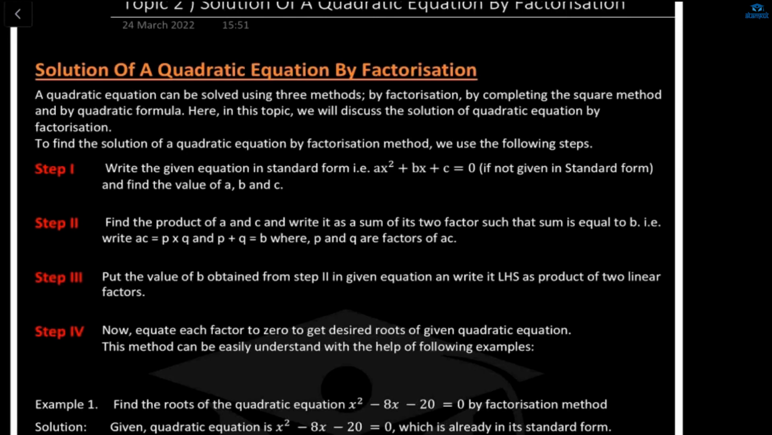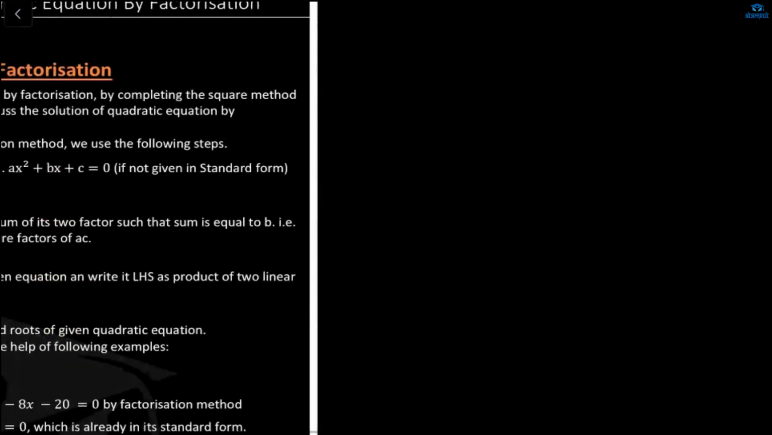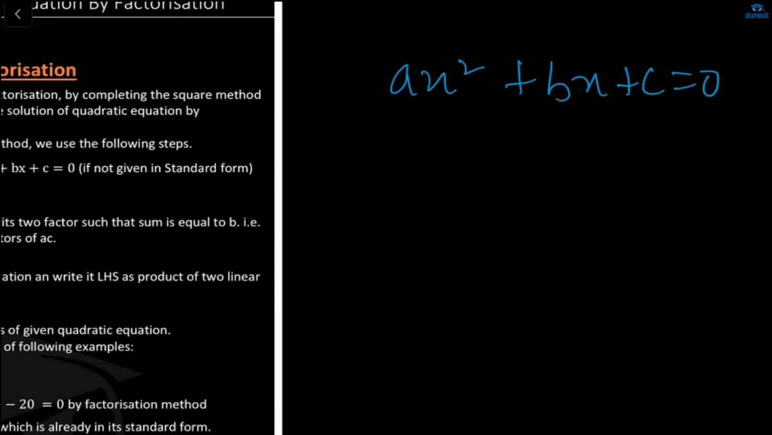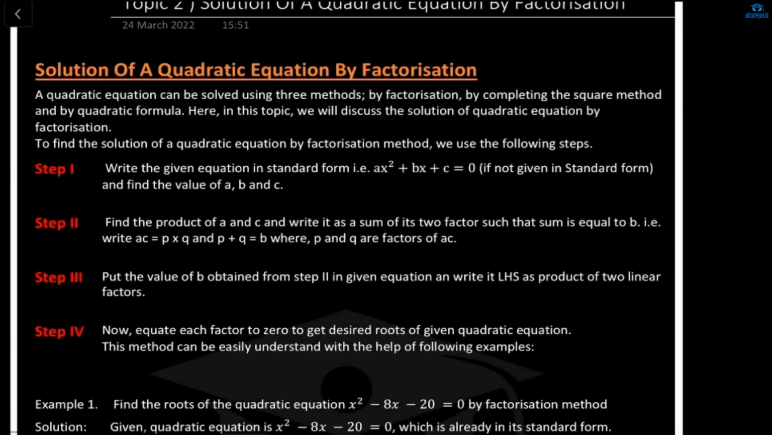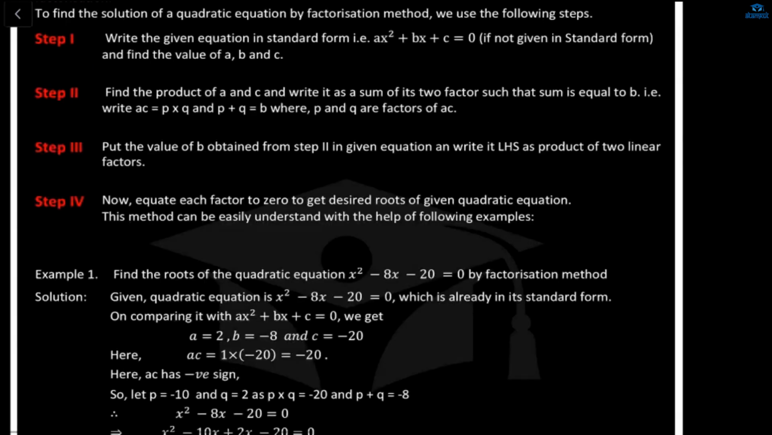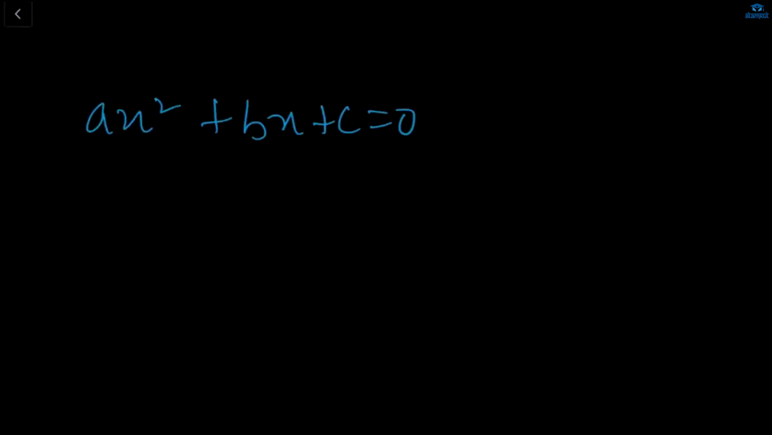If it is ax square plus bx plus c is equal to 0, you first have to bring the equation into the standard form. Then you are going to find the value of ac. If a doesn't have any coefficient, it is 1, that is well and good. If it is 1, you are just going to see the value of c.